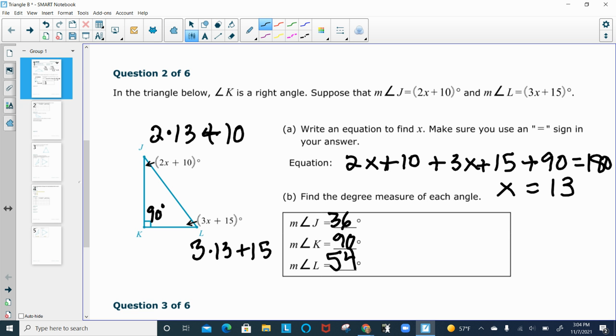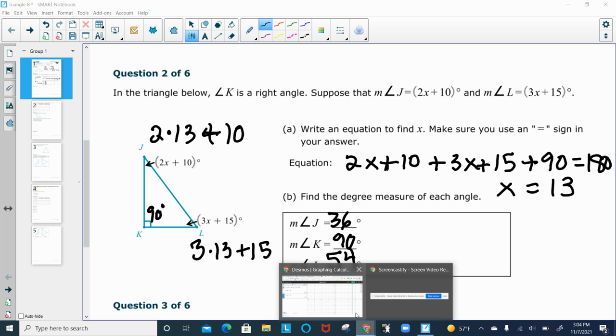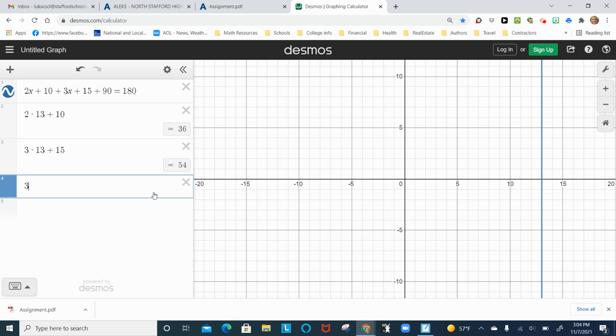So 3 times x, which remember was 13, plus 15. So 3 times 13 plus 15 gives me 54. So I'll write that in here. And then the interesting way that you can kind of check this is if you want to just add those up, 36 plus 90 plus 54, at least you have an idea if you made any big mistakes. And see, that's adding up to 180. So that's a real quick little check you can do.